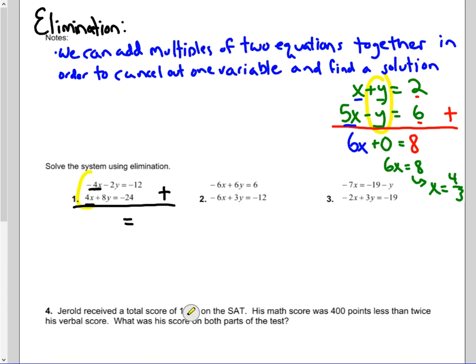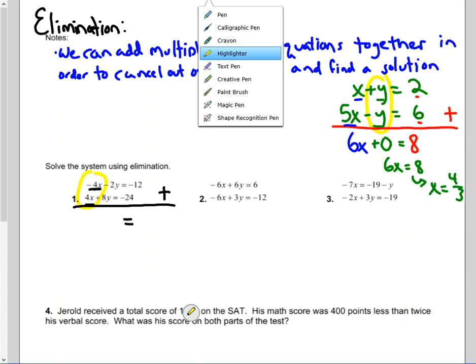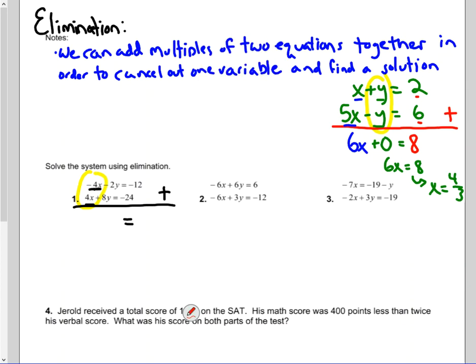So negative 4x and positive 4x, that's going to give us 0 or 0x. If you want to write 0x, you can. If you don't want to write anything there, that's fine as well. 8y and negative 2y, combining those like terms, we should get plus 6y. And then on the right-hand side of the equation, that negative 12 and negative 24 should give us negative 36.